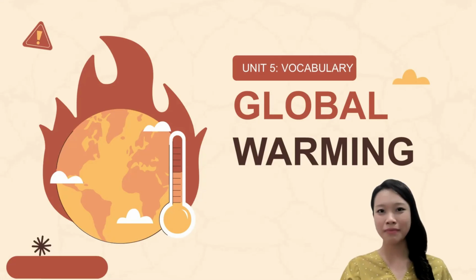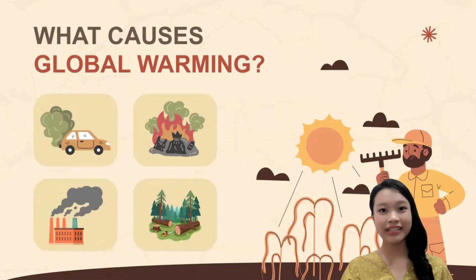Have you noticed that summers feel hotter than before? Or heard people talking about climate change and saving the planet? A lot of this is connected to the things we do every day. The energy we use, the trash we throw away, and even the trees we cut down. Today, we are going to learn some important words that explain the main causes of global warming. Once we know these words, it will be easier to talk about the problem and think about solutions.